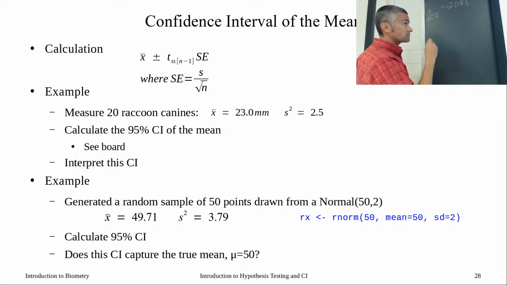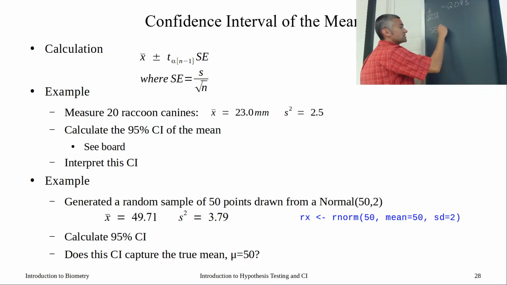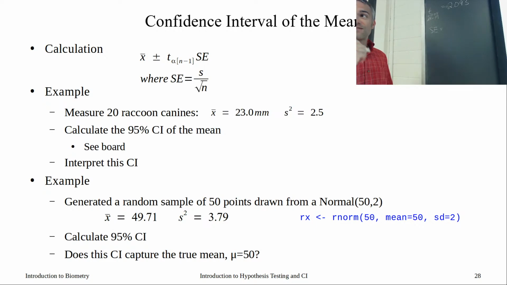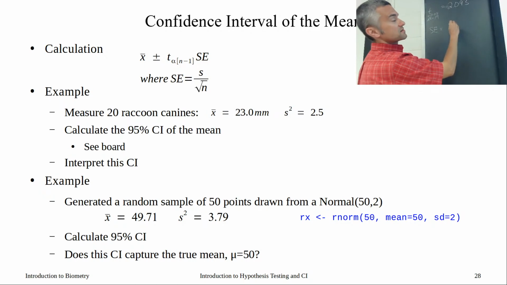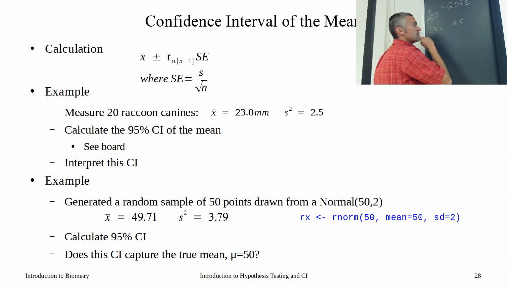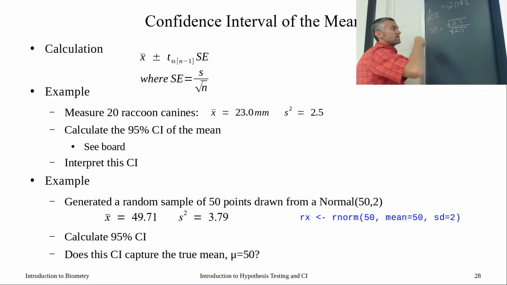All right. We need our standard error. Our standard error is our standard deviation over the square root of our sample size, right? So we actually have a variance, and that's 2.5. Our sample size is 20. Well, we don't want the variance. We actually want our standard deviation. So we're going to have to take the square root of our variance in order to get our standard deviation. And then once we have that, we can divide it by the square root of our sample size. So what do we get for our standard error?